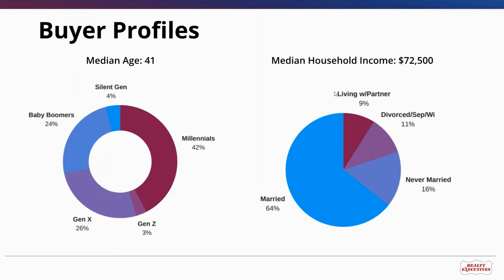The median age of buyers is 41, which includes the millennials, which is the 42%, and then the Generation X, which is just slightly older than those millennials. The millennials and the Generation X are the big internet users. They look for everything online. And I just thought this was interesting that 64% are married, and then 16% never married. So this is kind of what to think about when you're building that profile. Here's your audience for who's looking at houses.